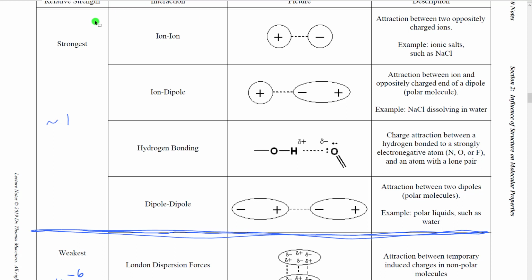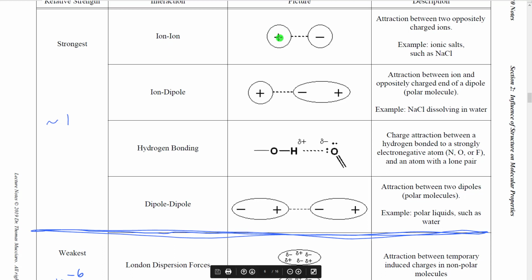This chart shows us the various types of intermolecular attractive forces, arranged from the strongest on top down to the very weakest on the bottom. What you're going to need to learn is, first of all, the names of the attractive forces, what they consist of, and the order of strength. And in some cases, you should be able to describe some of the more unusual ones, in particular hydrogen bonding and the London dispersion force. Okay, so let's start at the top.